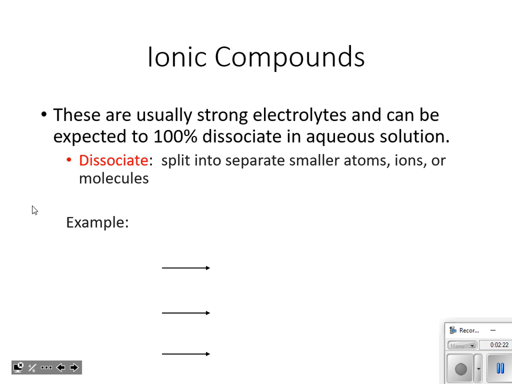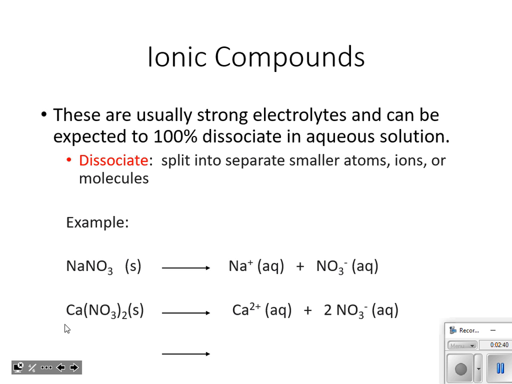Now, I have three examples that we're going to give you. Here is the first one. Sodium nitrate as a solid will dissociate into aqueous sodium ions and aqueous nitrate ions. Here is calcium nitrate. Now notice, when the calcium nitrate dissociates, we have the calcium ion in aqueous solution, but we have two of the nitrate ions in an aqueous solution.